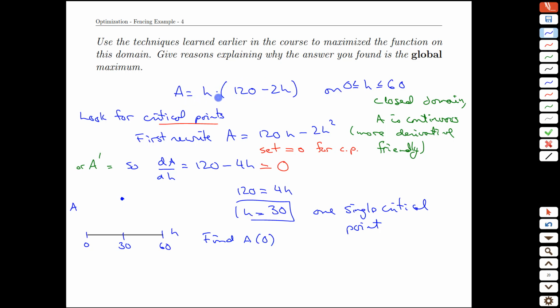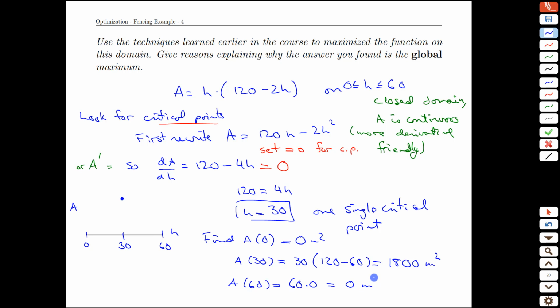So we're going to find the area when h is 0. We can plug it into this formula up here, and we simply get 0. So when there's no fence length vertically, we get 0 area. We could have predicted that. We can predict what A of 30 is using either this formula or this one. We'll use the top one for simplicity. 30 times 120 minus 2 times 30 is 60. 60 times 30 is 1,800 meters squared. And last but not least, if h is 60, we'll have 60 times 120 minus 2 times 60, which is another 60. That's also equal to 0 meters squared.